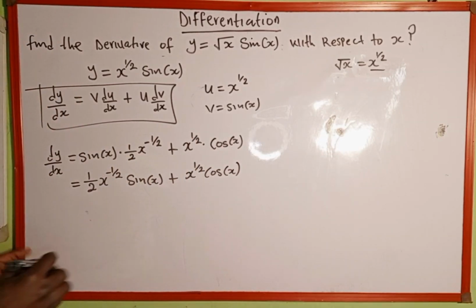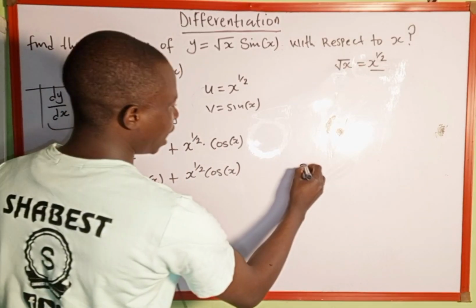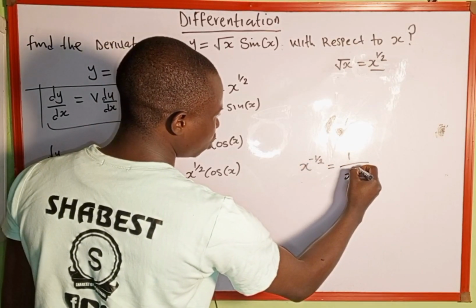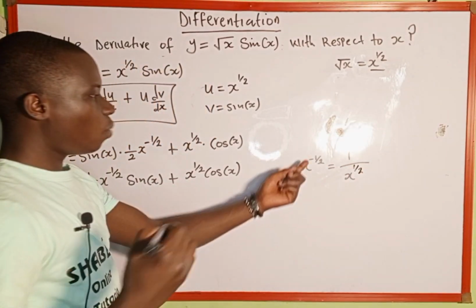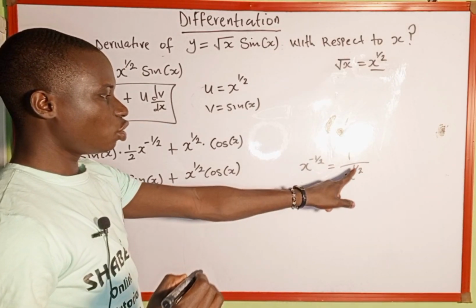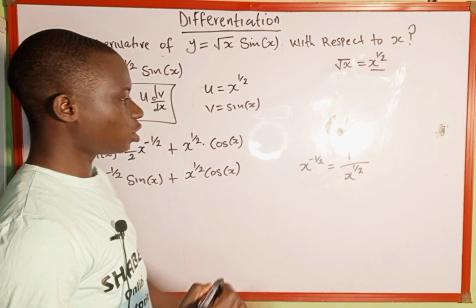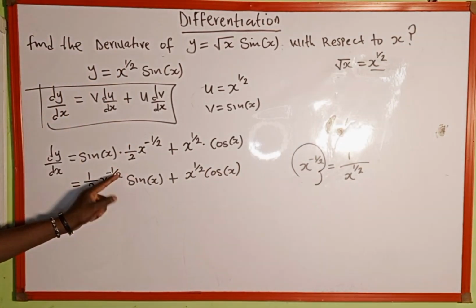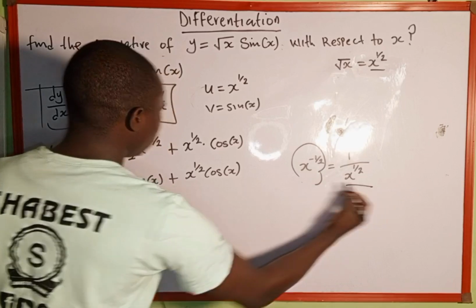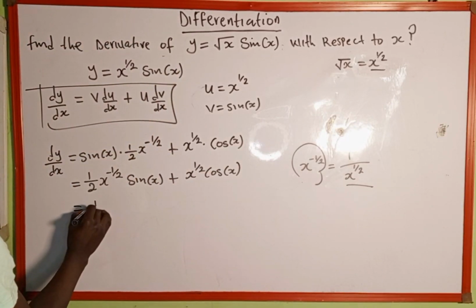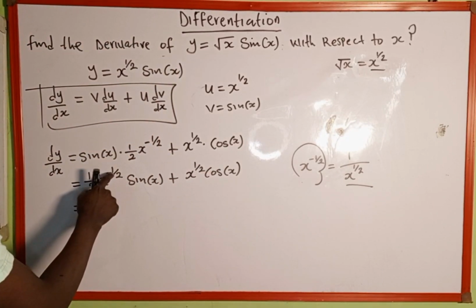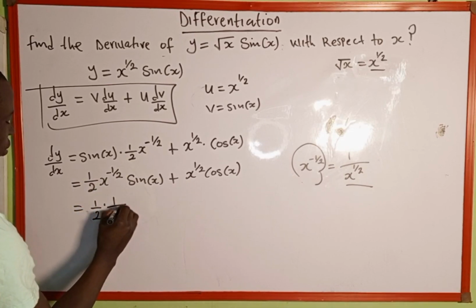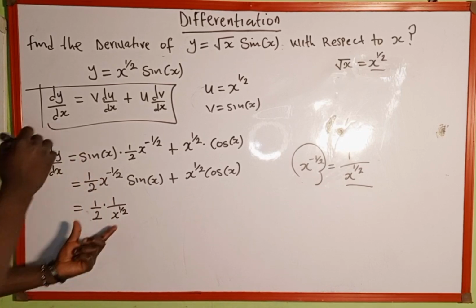So the next thing we're going to do is to recall that x raised to the power of negative 1 over 2 is the same as 1 all over x raised to the power of positive 1 over 2. When a negative power comes down, it will turn to positive. So this is equivalent to this. So we're going to bring this x raised to the power of 1 over 2 and transform it into this form. So this is going to be what? 1 over 2. Then this x raised to the power of negative 1 over 2 is the same as what? 1 all over x raised to the power of positive 1 over 2.